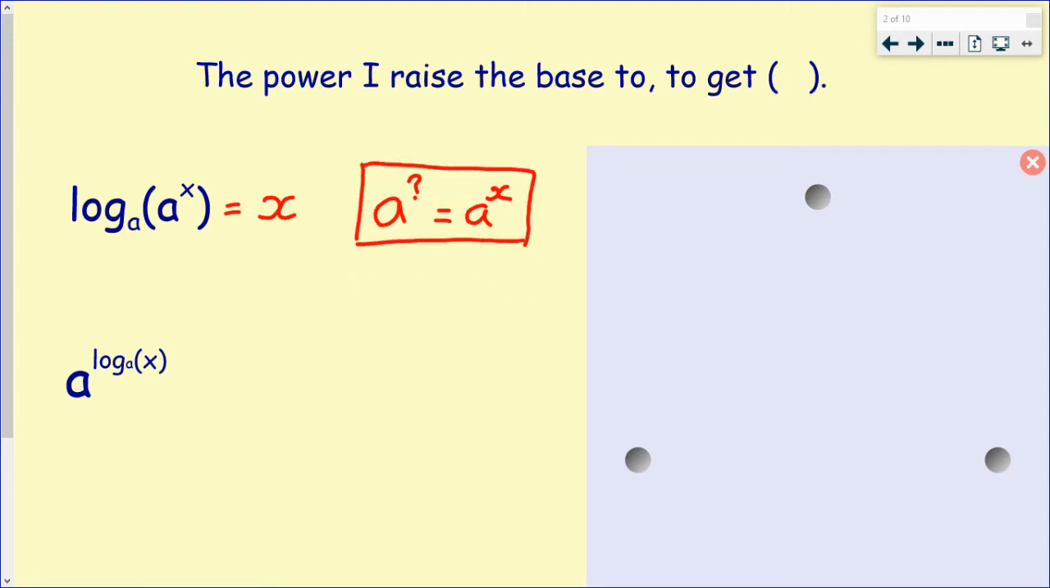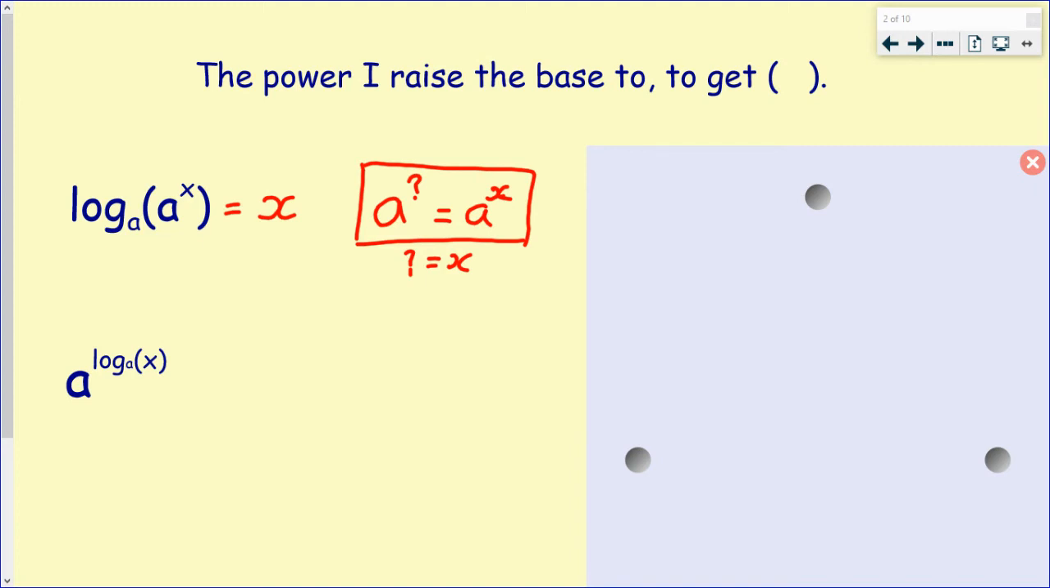That if you have two exponents where the base is the same, then we know that the powers must be the same. Here, we know that the question mark must be x. Okay, and that's what we're using here.